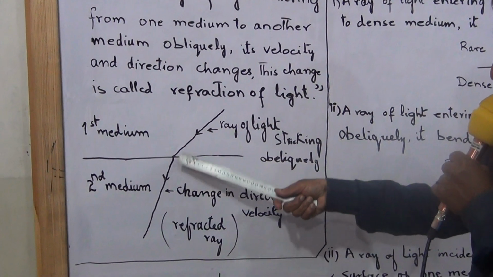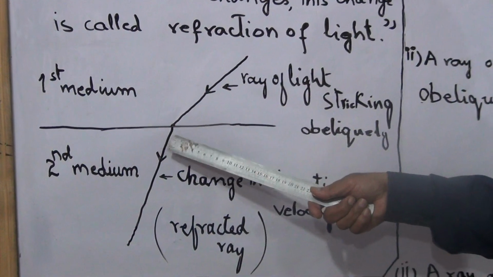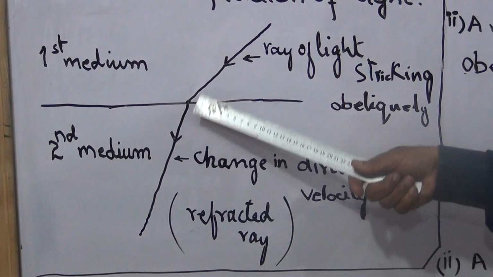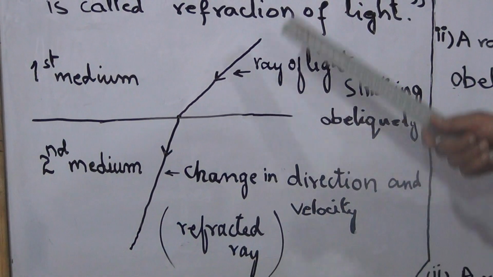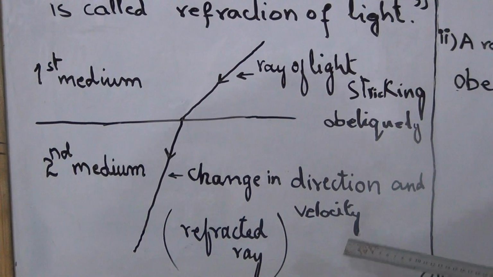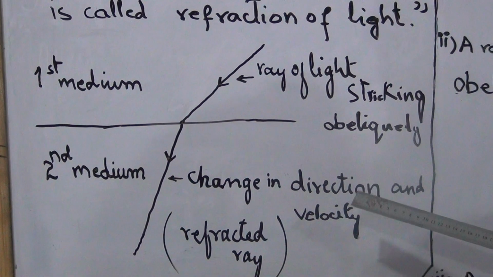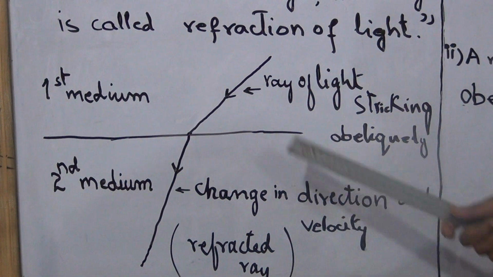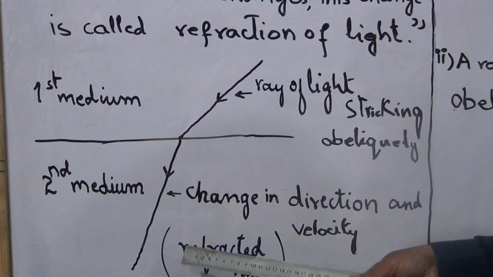You can see the direction is changed because it deviates. It goes like this, but it changes its direction. So it is the refraction of light. Refraction depends upon two things. Or you can say refraction means two changes in the ray of light: direction changes and velocity changes.